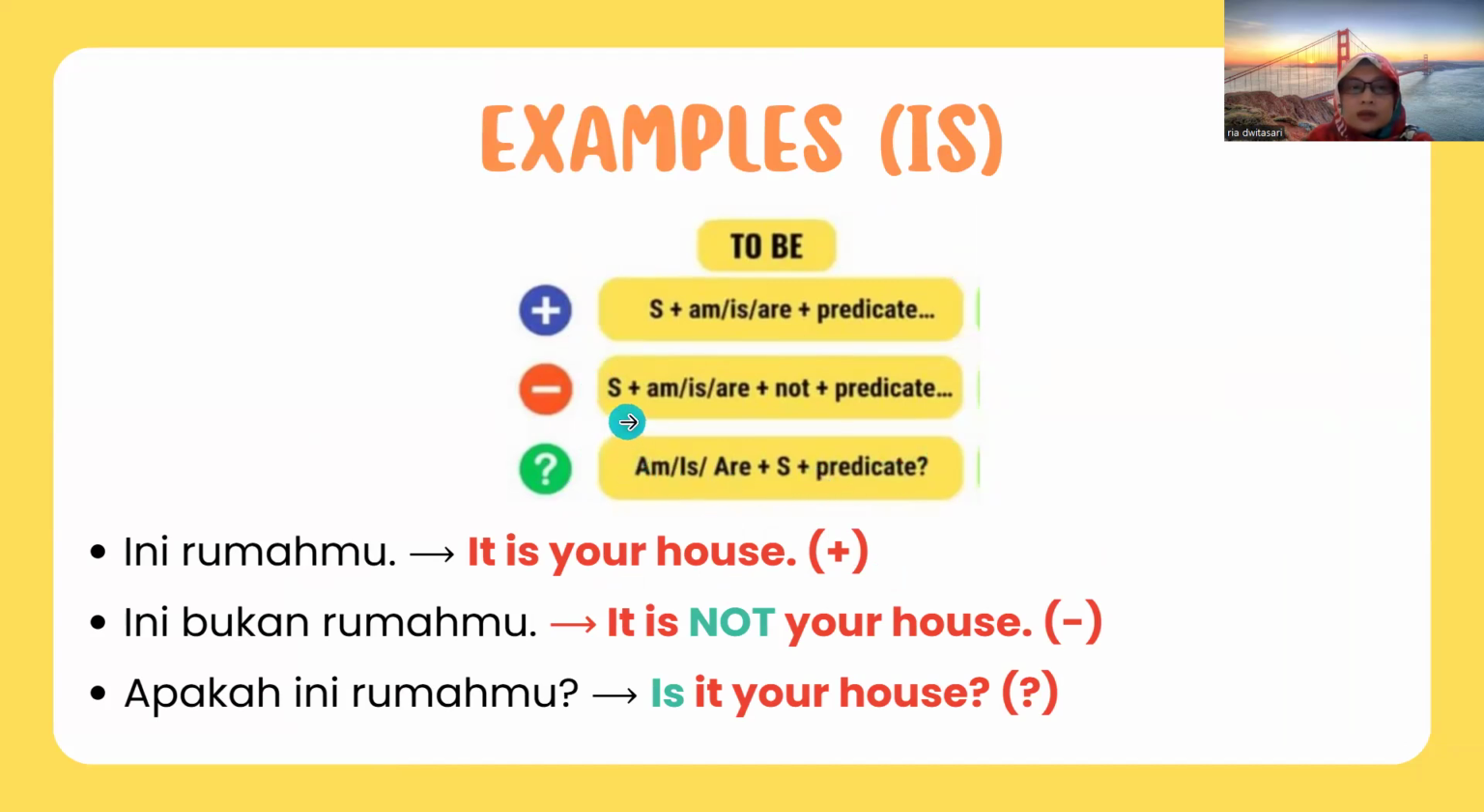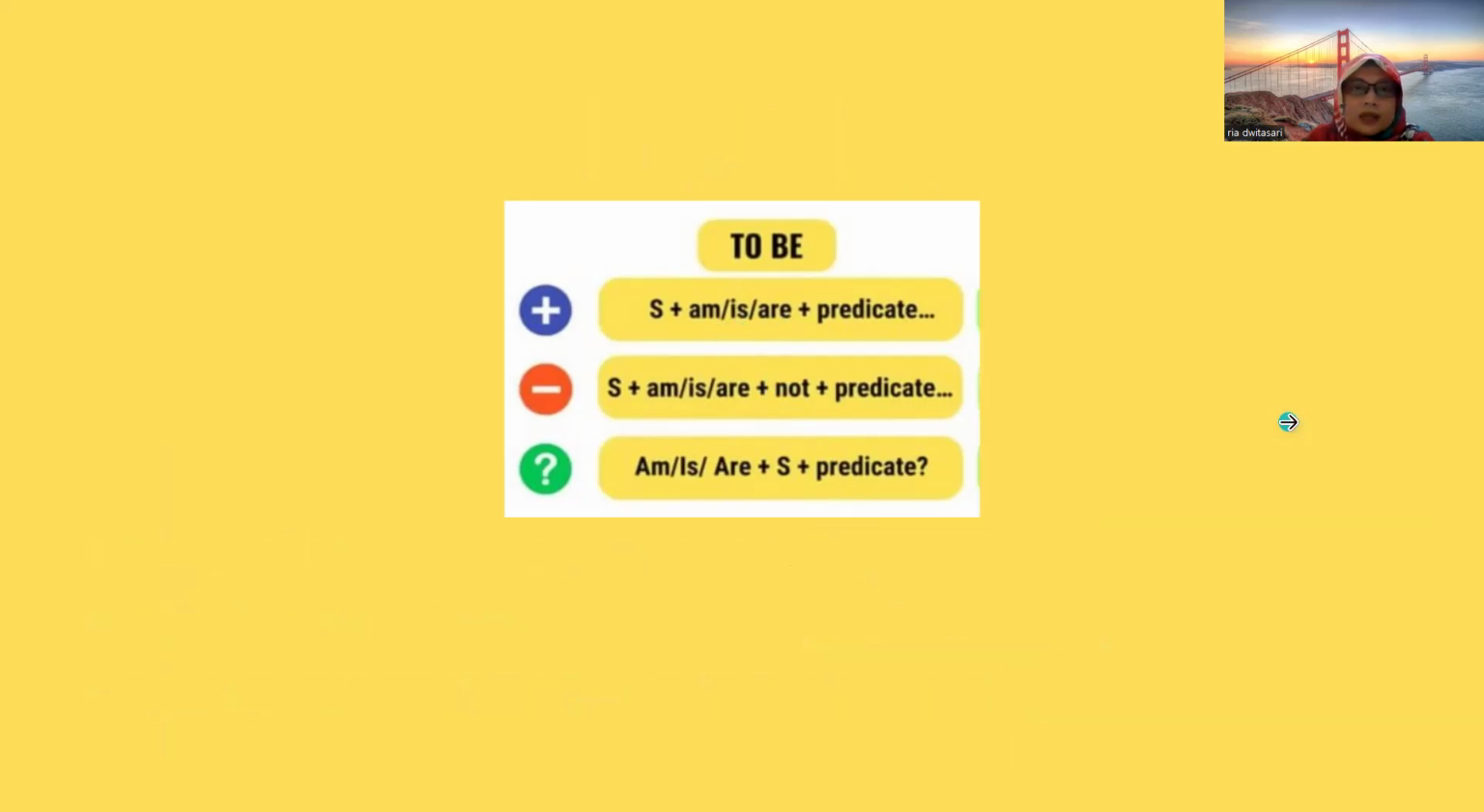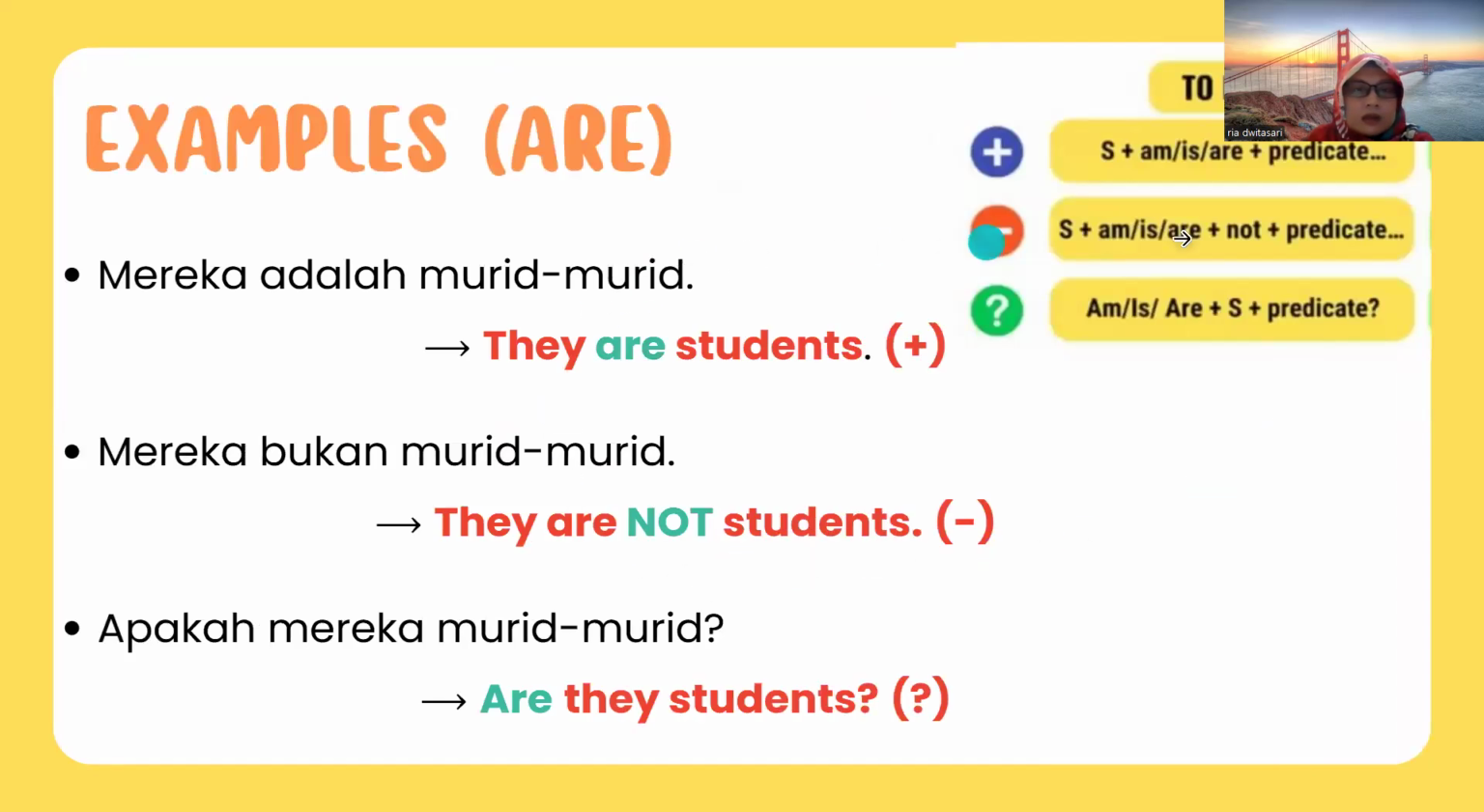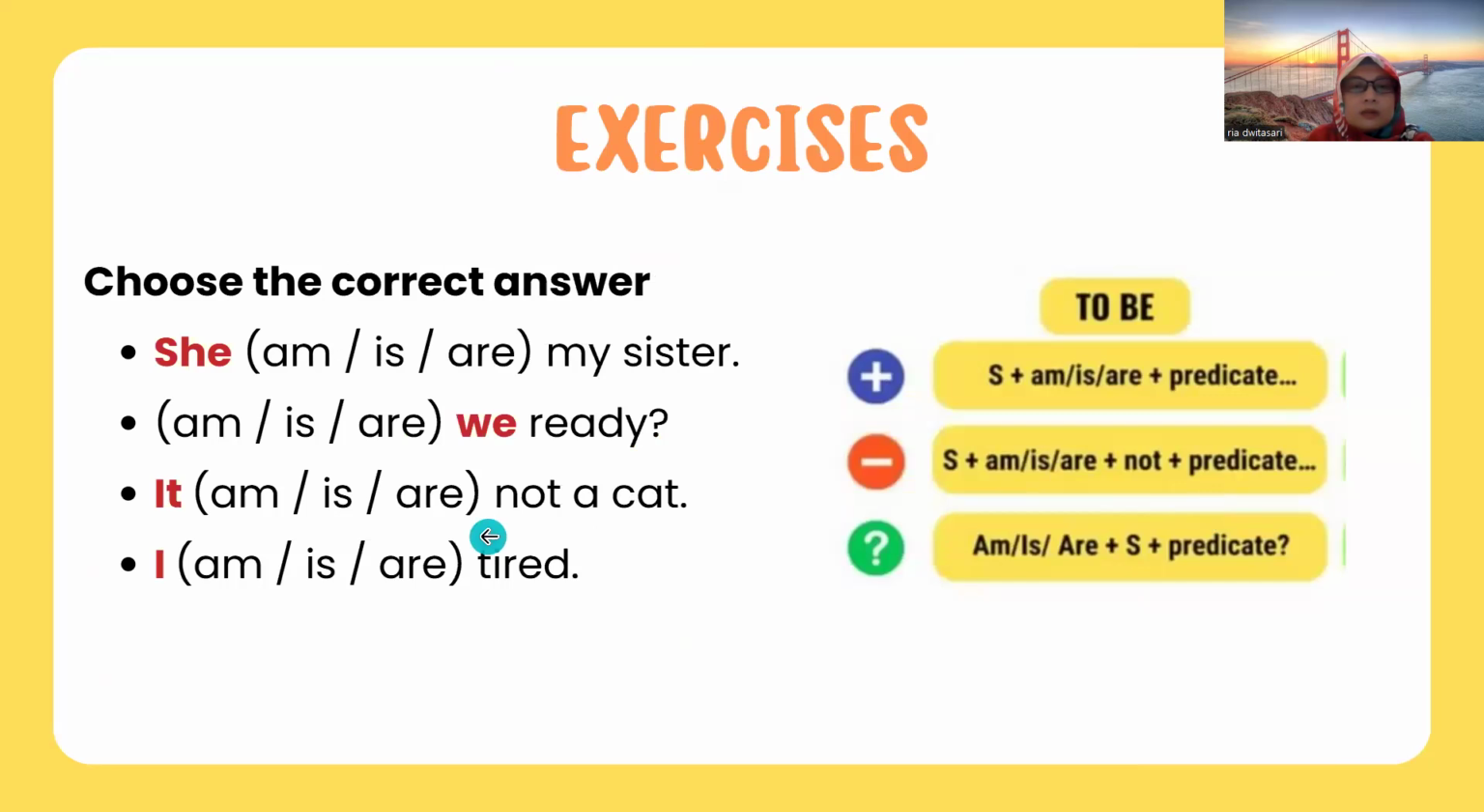"Jadi kalau kita mau buat kalimat dengan menggunakan simple present tense, kita menggunakan formula ini, seperti subjek plus to be, kemudian predikatnya. To be itu ada tiga, apa saja?" Am, is, are. "Am bisa digunakan saat subjeknya I," for example, and so on. Then next example, so we can give more examples and then let them help you to read it as well.